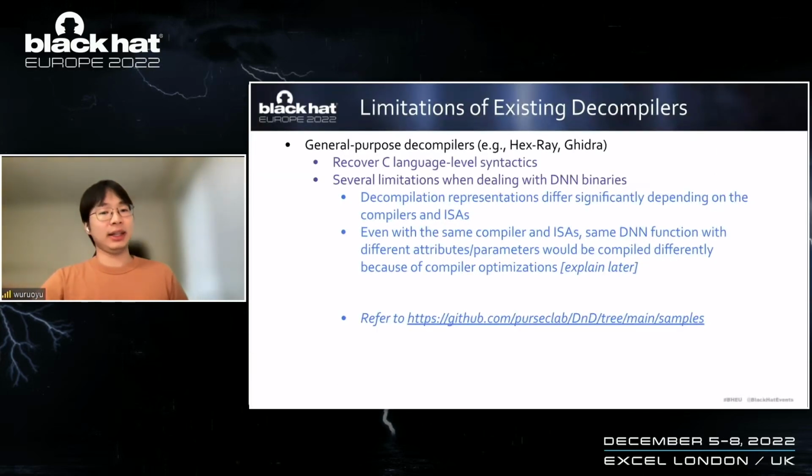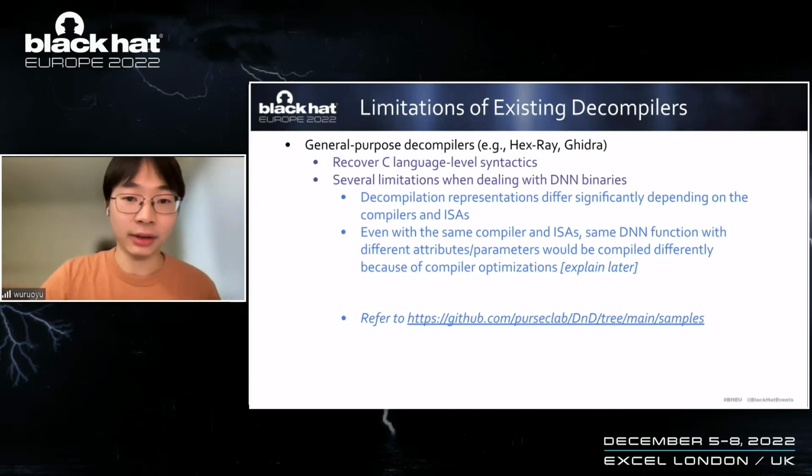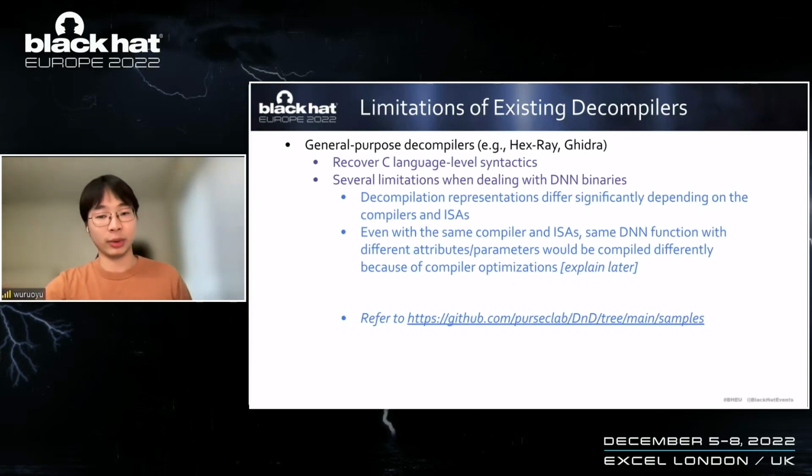And the second limitation is that the decompilation result of DNN binary varies. Decompilation result differs significantly depending on the compiler's analysis. And even with the same setup, the same compiler, same ISA, and same function, but with different parameters of the DNN operator, the decompilation result will also change significantly because of the compiler optimization. We will explain it later. And for more examples, you can check the GitHub link provided below.